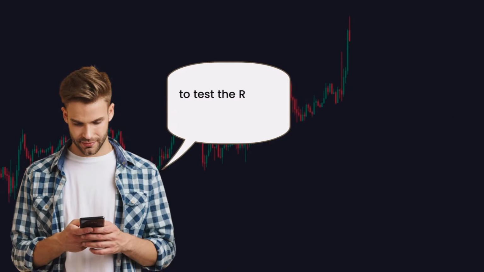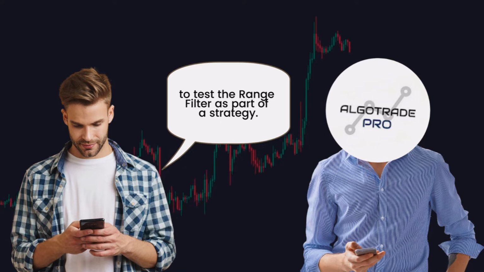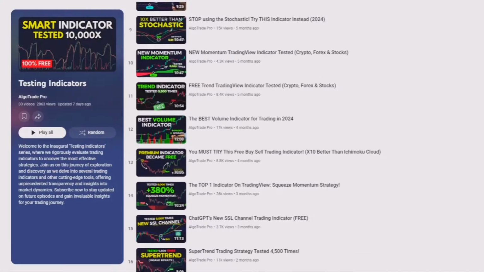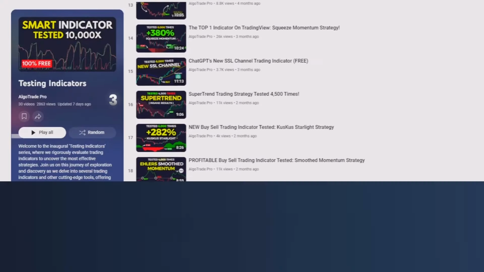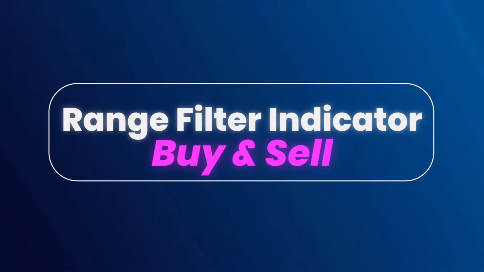Although you asked me to test the range filter as part of a strategy, I will first evaluate it in this series, and if the results are promising, I will then test the full system you suggested.